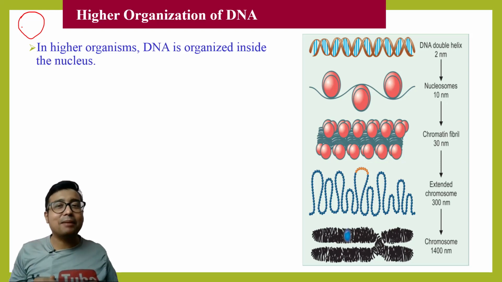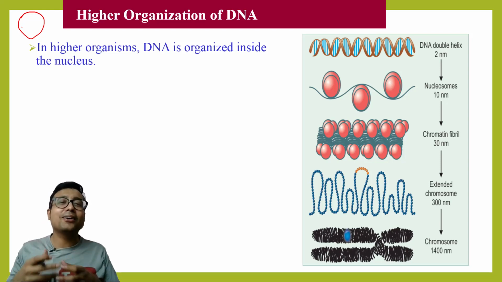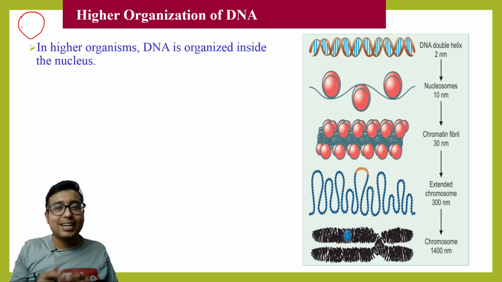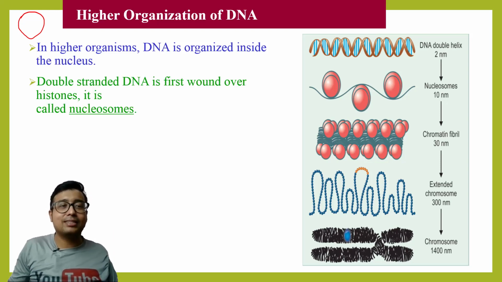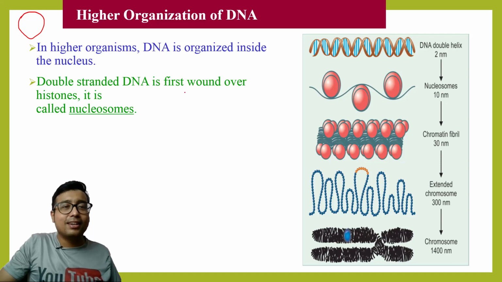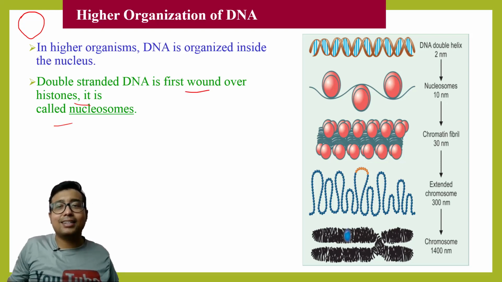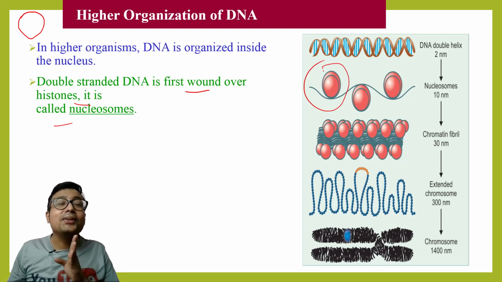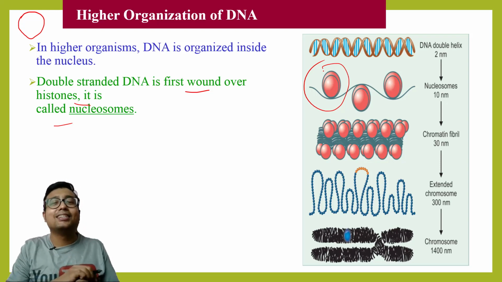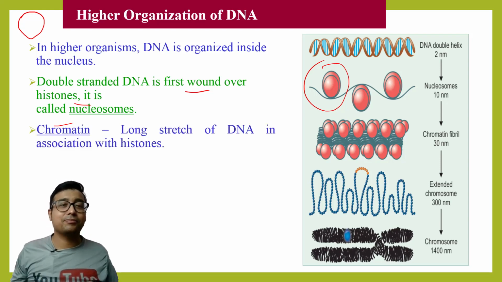So DNA had to adapt, so it had to coil. It had to coil and coil and coil and get shrunken. Okay, so this is how higher organization of DNA happens. It's first wound over histones and it forms a nucleosome. Histone and nucleosome. Okay, don't mispronounce it just as I did right now. All right, so this nucleosome.